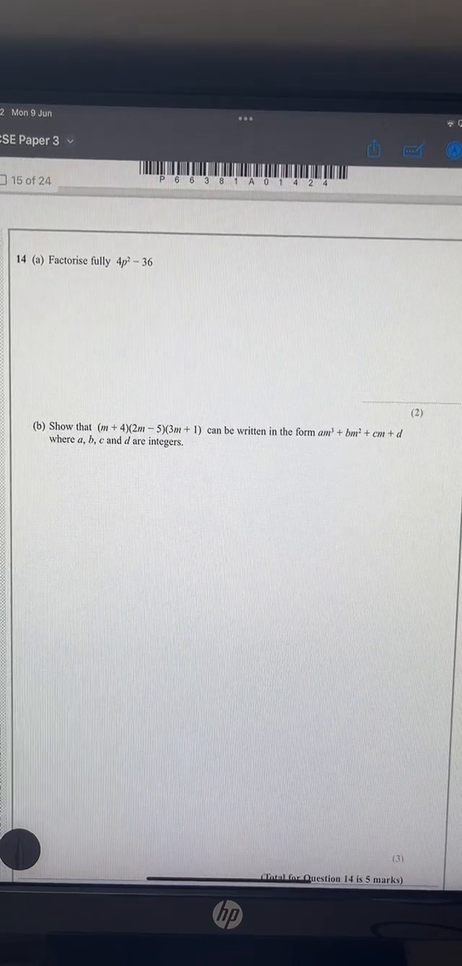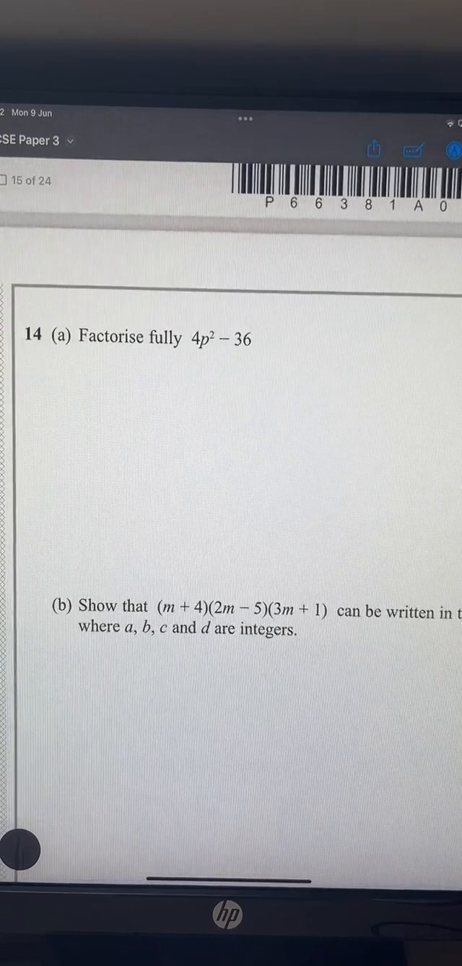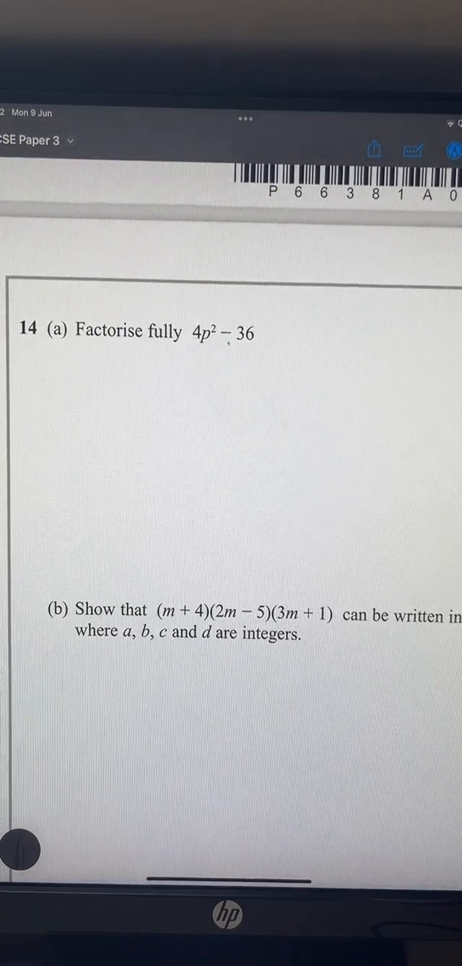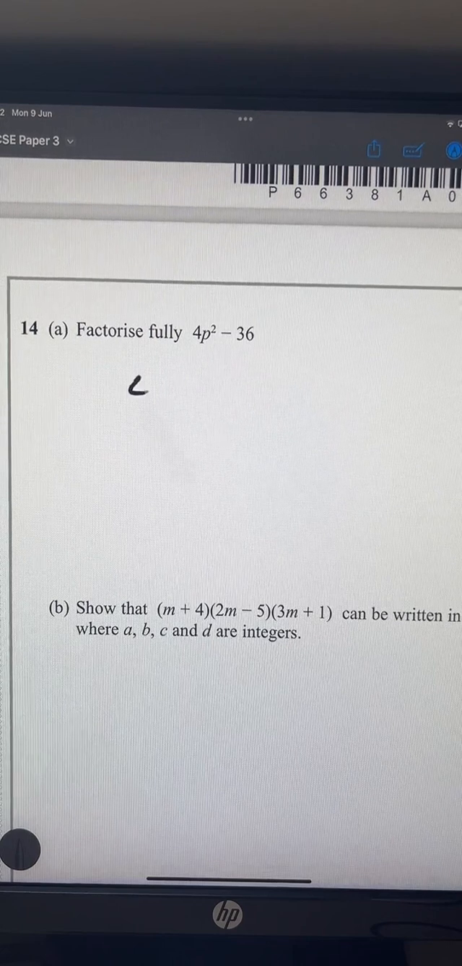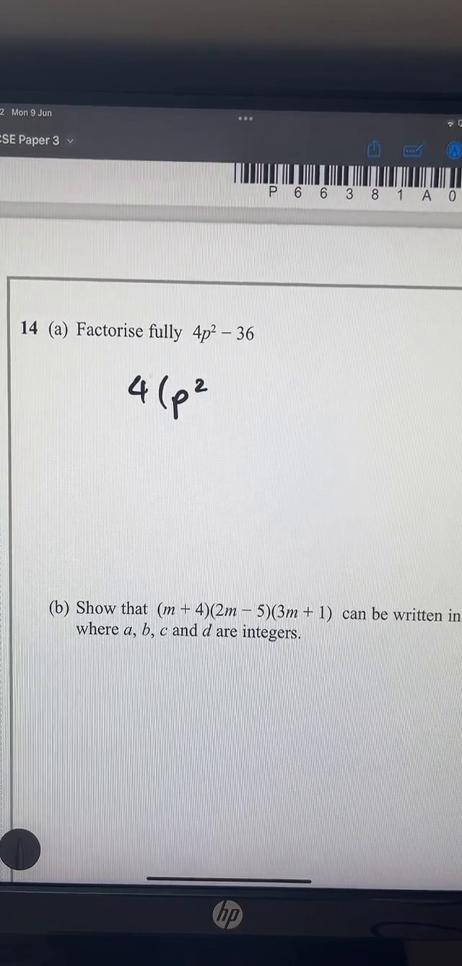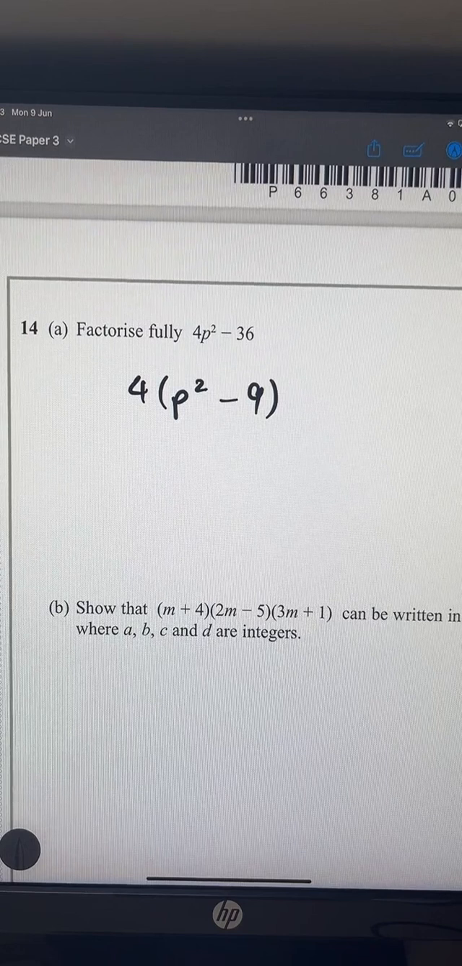Factorize fully 4p squared minus 36. So first I'm going to take out the number, right? What number is the highest common factor between 4 and negative 36? No worries, GSS Transport. So 4 goes into both numbers, right? And I've just got a p squared here. I've not got any letters here, so I can't take that out. All right, cool, that's it. So how do I get from 4 to 4p squared? Well, I multiply by p squared. How do I get from 4 to negative 36? Well, I multiply by minus 9, because 4 times minus 9 is minus 36.